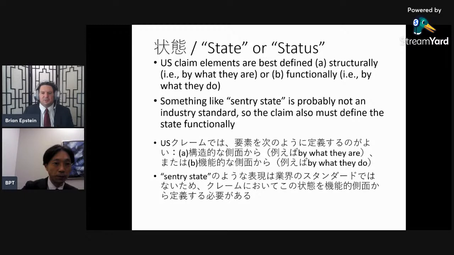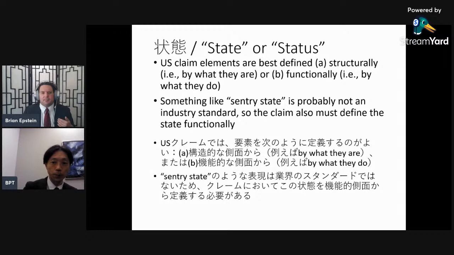And in my experience in the mechanical, the electrical, the software technologies, applicants seldom are successful in defining elements by their attributes or characteristics. I've done some chemistry cases. I haven't seen this there. Maybe it's successful there, but I don't think it is. I think it's just an ineffective claim drafting practice.